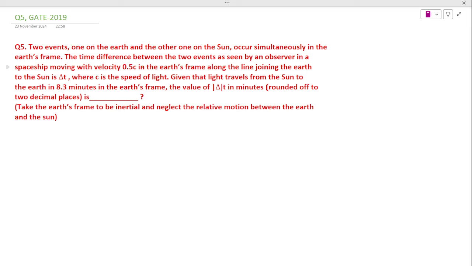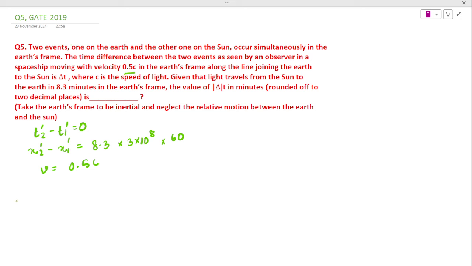This is basically a GATE NAT type question, and here just the condition: the two events are simultaneous and there is no time separation, so we write here t2 dash minus t1 dash is equal to 0 first, and the separation of the two massive objects is 8.3 into 3 into 10 to the power 8, the speed of light, into 60, and v is equal to 0.5 c. This is given in the question.